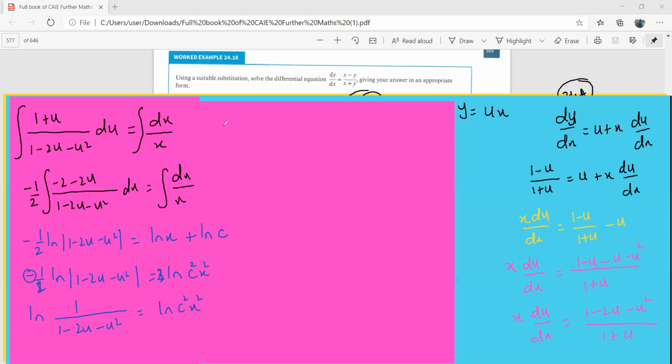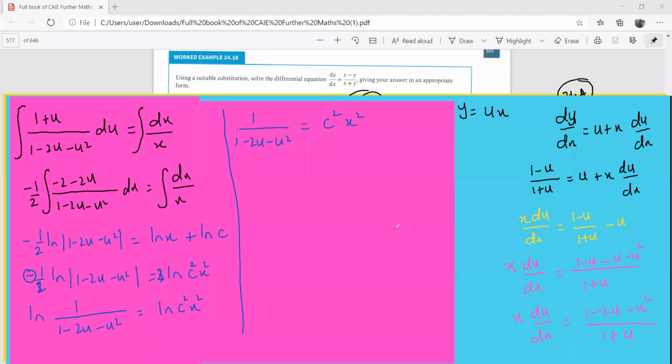Okay, so we have reached the level where we can put things back. So this is going to be 1 over 1 minus 2u minus u square, and that is equal to c square x square. Is it clear up to this? Yes or no? Yes, sir.